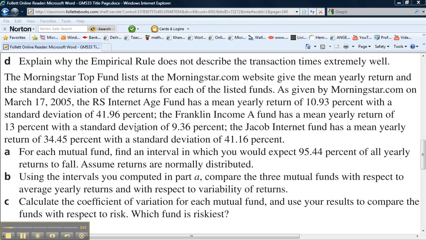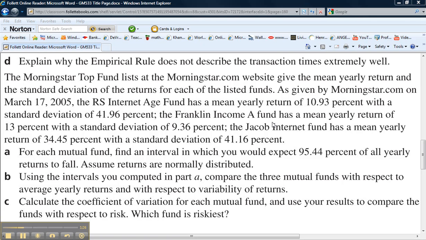Here we have the RS Internet Age Fund, which has a yearly return average of 10.93%, with a standard deviation of 41.96. That's pretty high. That standard deviation represents the spread of that data. Here we have the Franklin Income A Fund, and so forth. So we have three different funds: RS Internet, Franklin Income, and Jacob Internet Fund. Now we're going to compare them. We're going to do a few different calculations so we can compare the different funds so we possibly could make a decision on which fund to invest in.